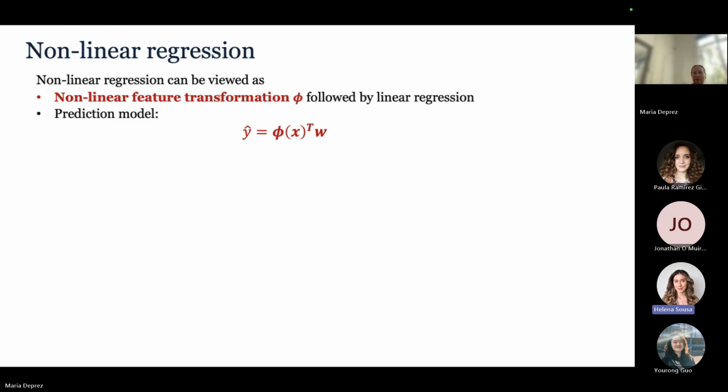So nonlinear feature transformation means that I don't take my original features, but I do something with them and I generate some other feature vector. And I have a function that gives me the transformation from my original features to the new features.